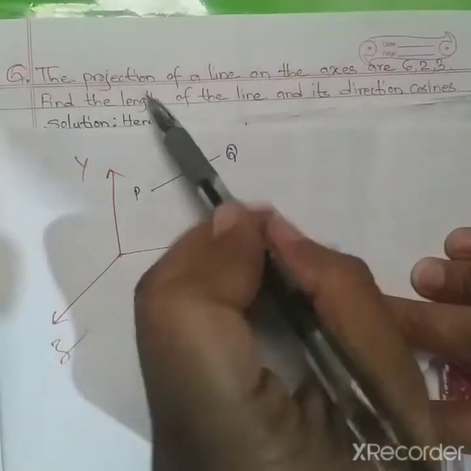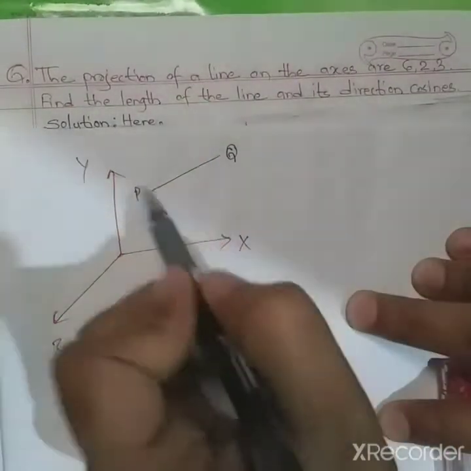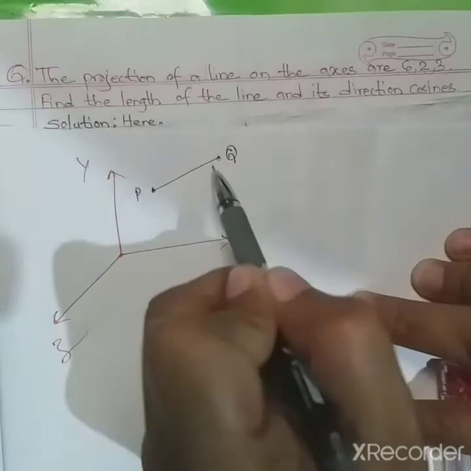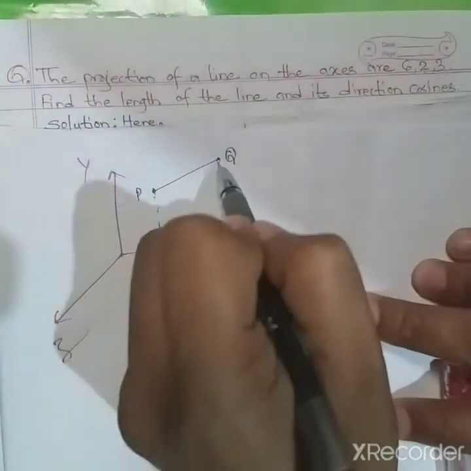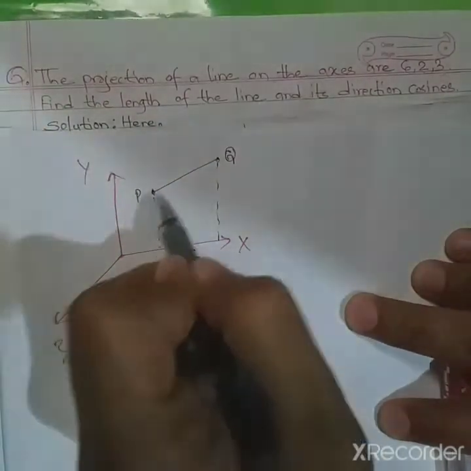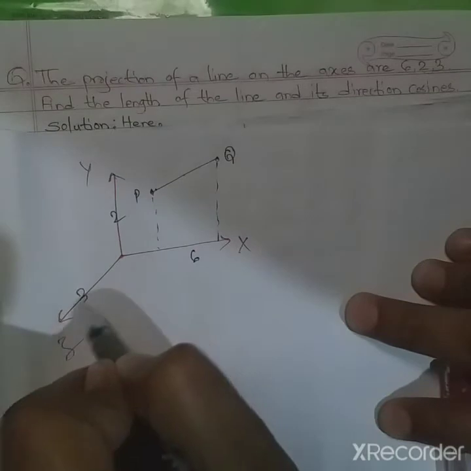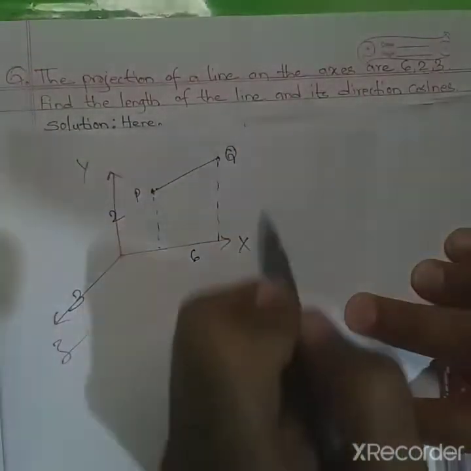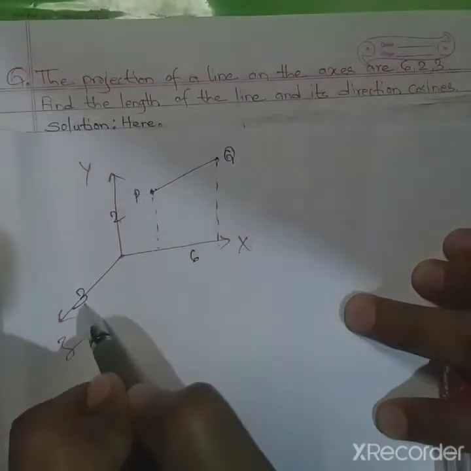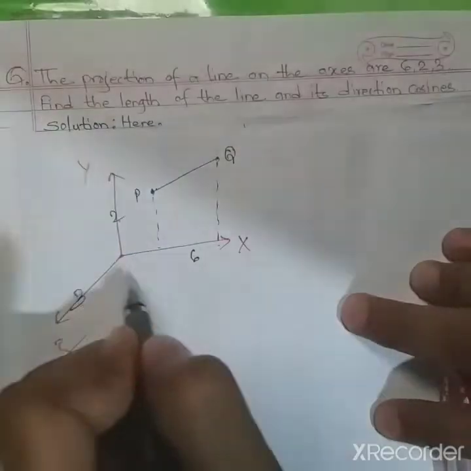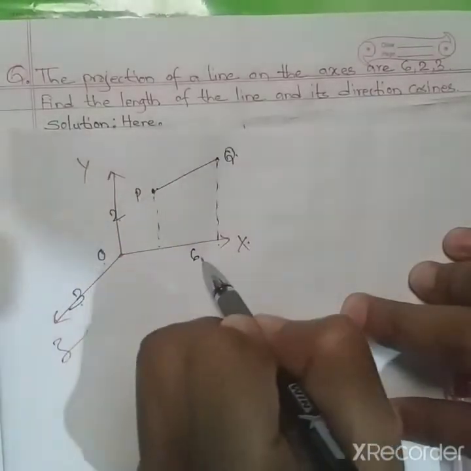According to the question, the projection of a line on the axes are 6, 2, and 3. We have considered the line as PQ. The projection of PQ on the axes means on the x-axis it's 6, on the y-axis it's 2, and on the z-axis it's 3. We'll do it with the x-axis only, and similarly for the y-axis and z-axis. As I have already told you, we are going to find the projection of the line PQ on OX, and it's 6, already given, isn't it?